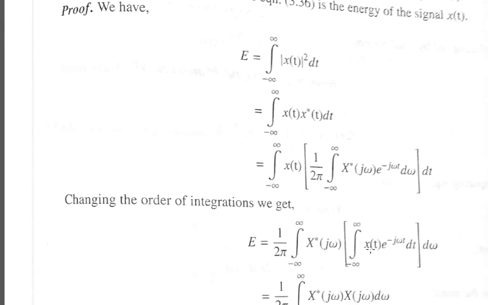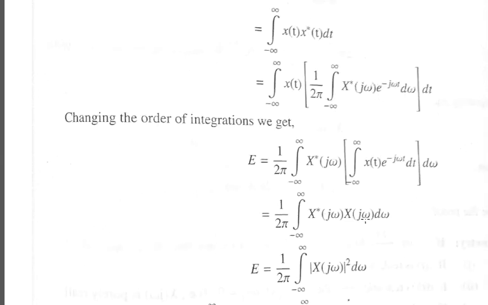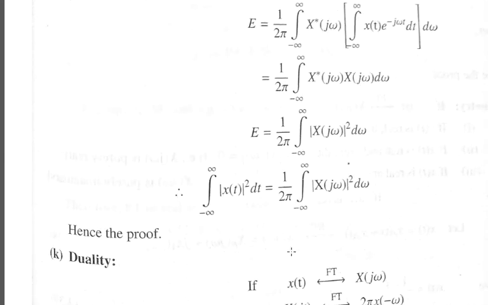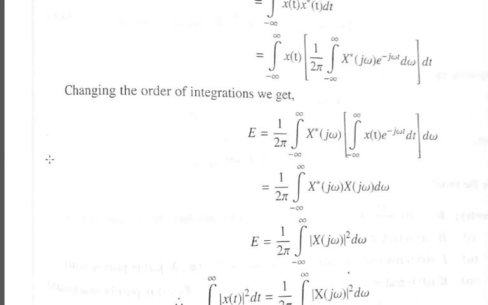So the equation turns to this value. X star of j omega we take outside, and the integral of x(t) e raised to minus j omega t is nothing but X(j omega) itself, which gives the magnitude squared, which proves this property. So these are all the important properties of the Fourier transform.